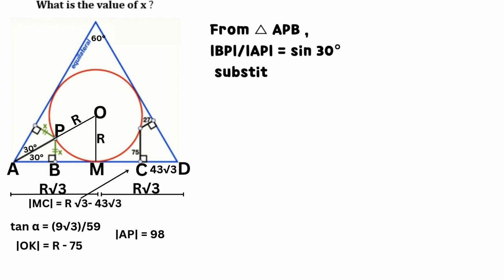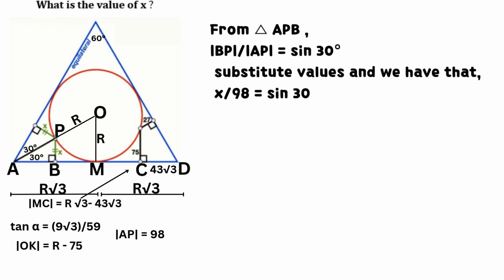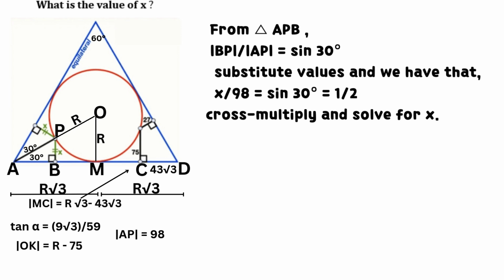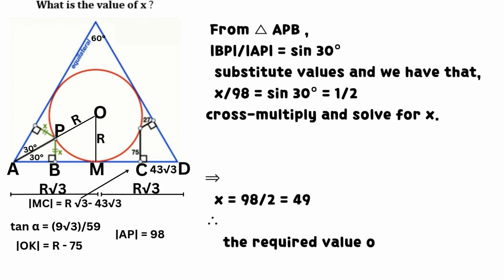From triangle APB, line BP divided by line AP equals sine 30 degrees. Substitute values. And we have that x divided by 98 equals sine 30 degrees, which equals half. Cross multiply and solve for x. This implies that x equals half of 98, which equals 49. Therefore, the required value of x is 49 units.